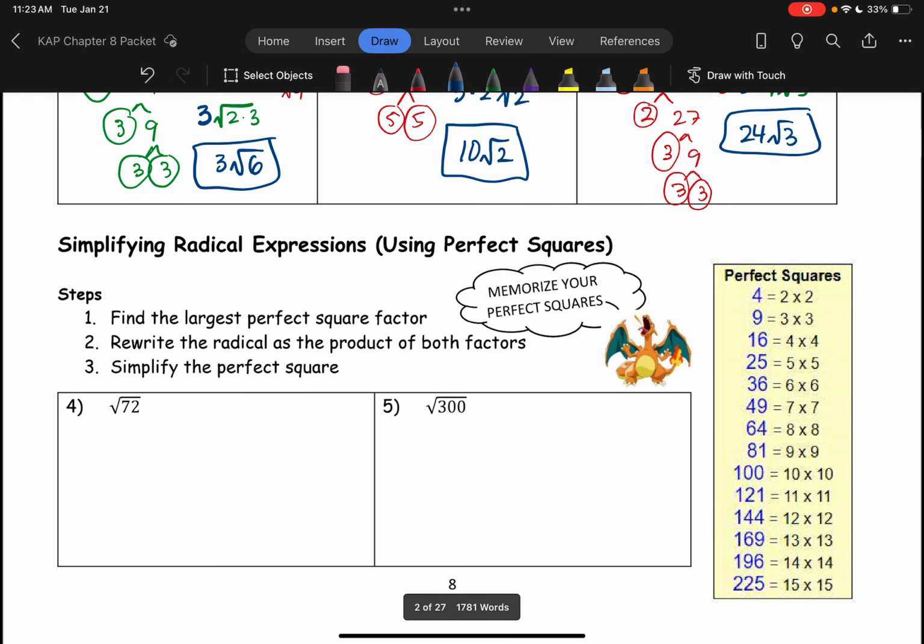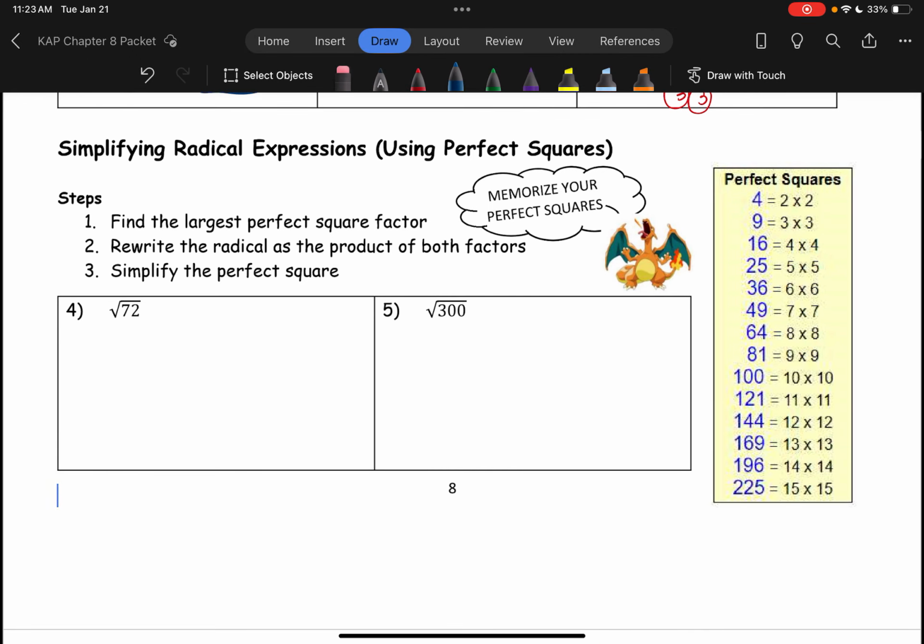The next way that I want to show you guys how to simplify radicals is going to be by using perfect squares. So this method is going to require you to know your multiplication facts, and it's going to require you to make sure that you know your perfect squares, right? For reference, our perfect squares are written over here to the right. Our perfect squares are listed down below. All right, we got 4, 9, 16, 25, 36, 49, 64, all the way to 225. I'd recommend trying to have these memorized at least 1 through 15.